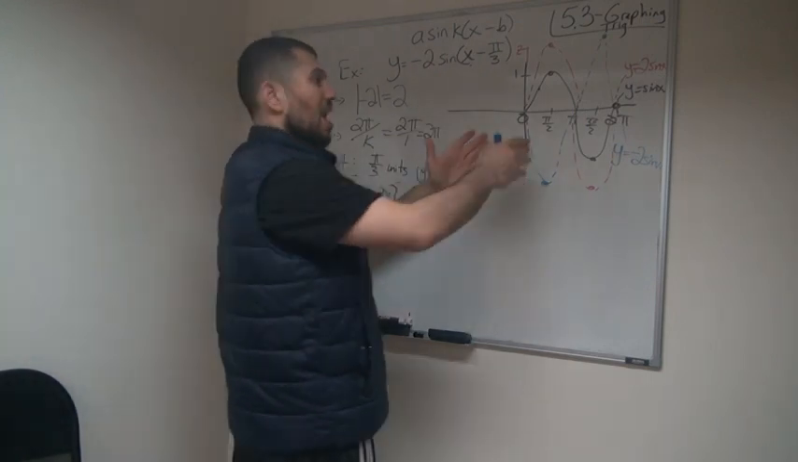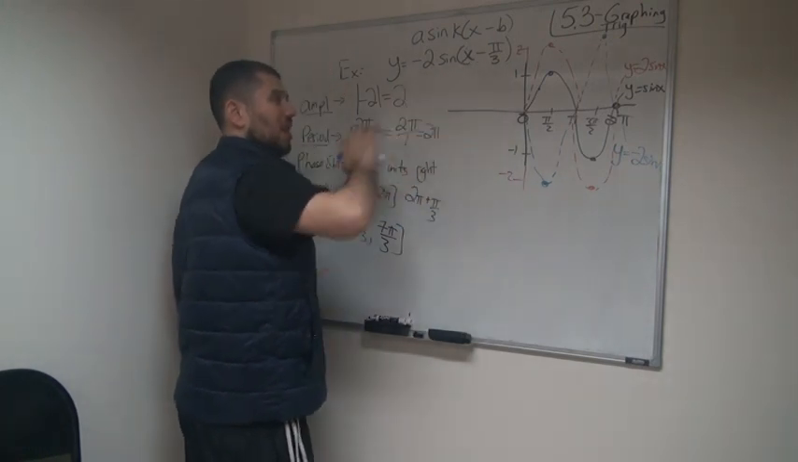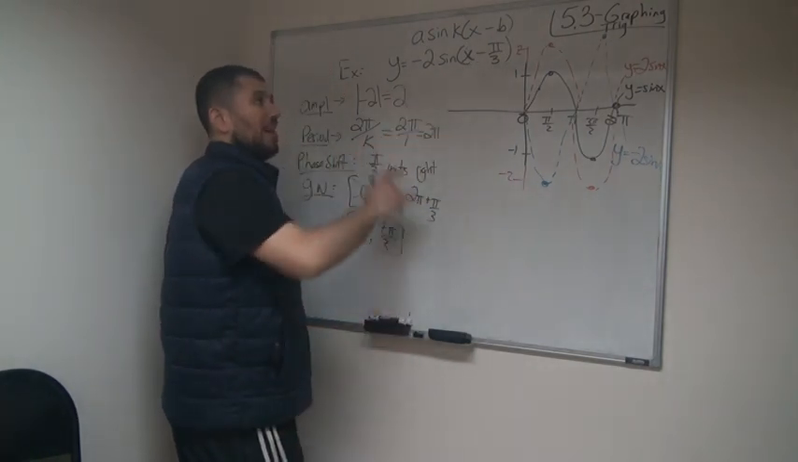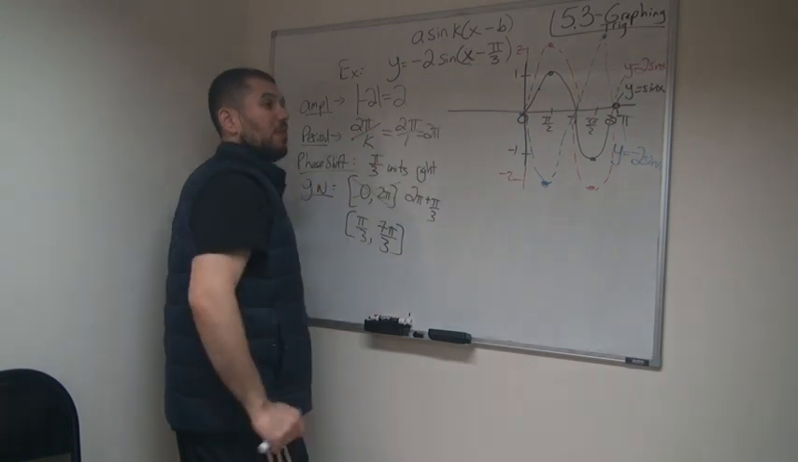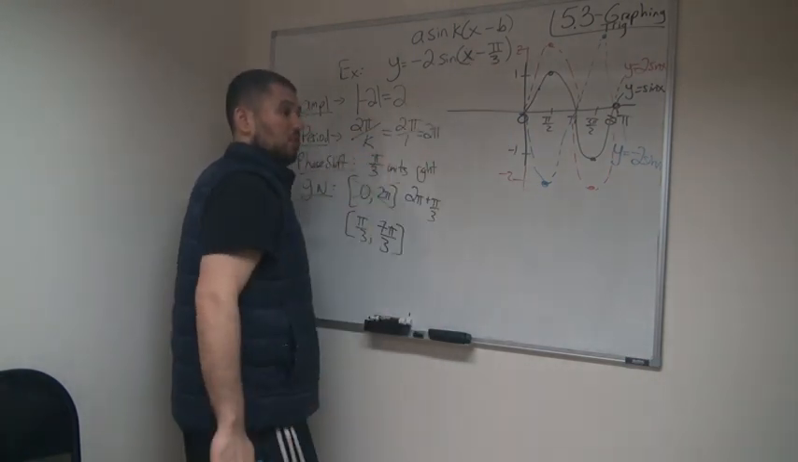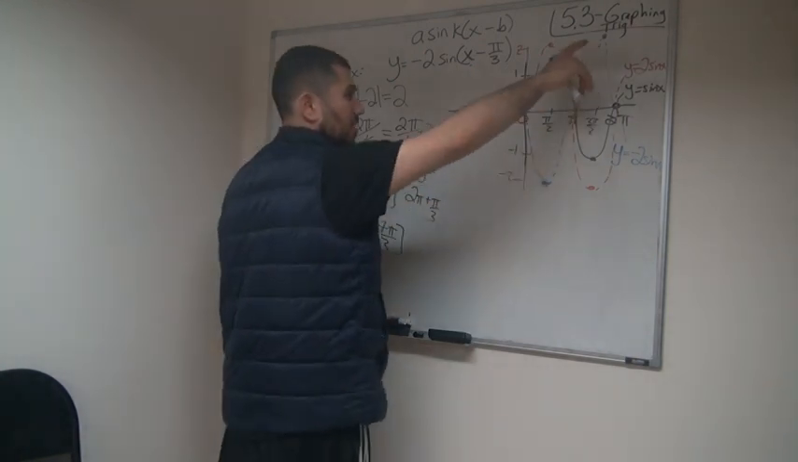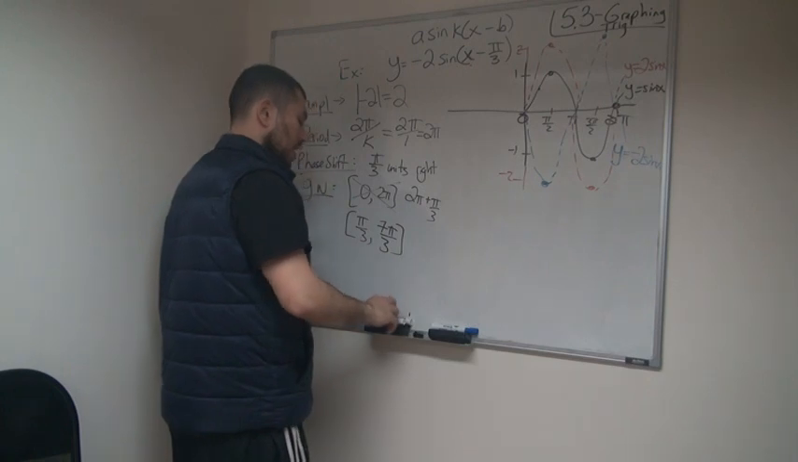So this blue graph ends at 2 pi, -2 sine of x would end at 2 pi. Minus the 2 sine of x minus pi over 3 would end at 2 pi had there not been a phase shift. So I don't have to change the period of the standard sine graph. I keep the blue line as is.